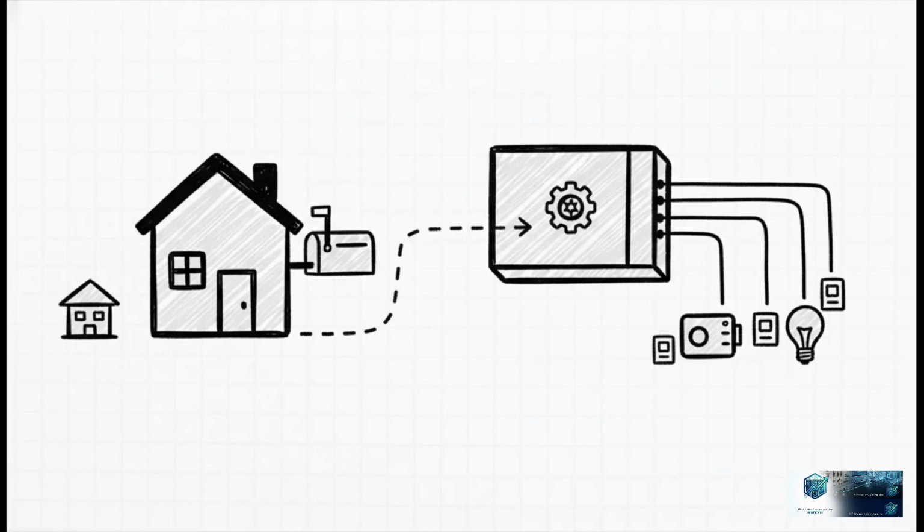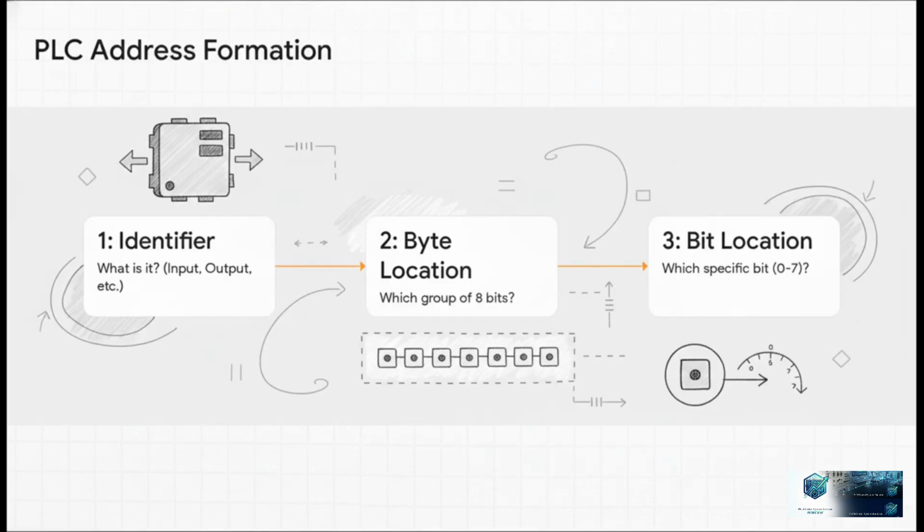And honestly, that's the absolute best way to think about it. Just like your house has a unique street address so the mail carrier can find you, every single sensor, every switch, every motor, and every light connected to the PLC has its own unique address. That way the PLC's processor knows exactly where to look to check its status or where to send a command. No confusion.